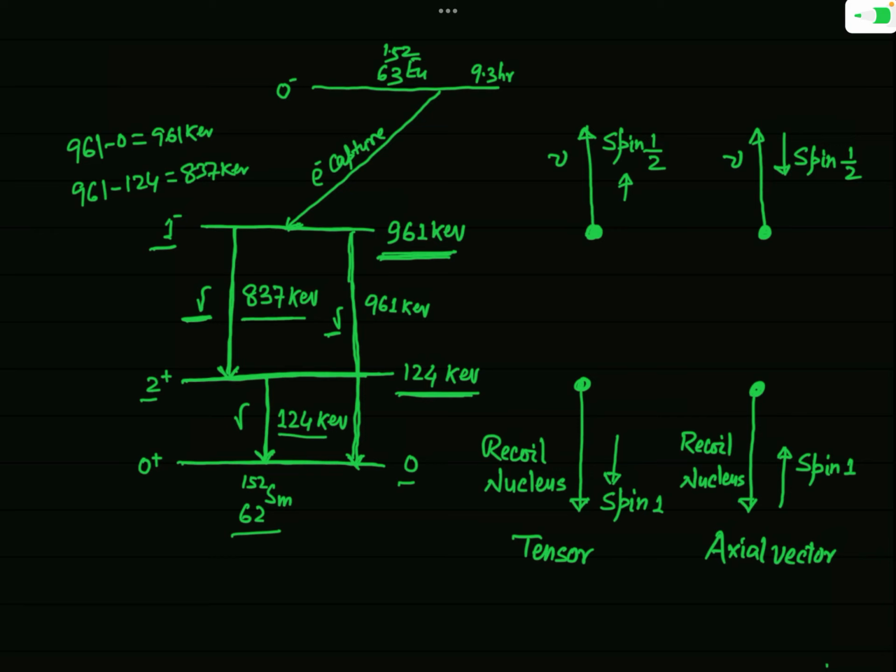And the capture process in this case is just a transition from 0⁻ state to 1⁻ state. It means the initial spin of the nucleus is 0⁻. Minus actually represents the parity, and from this state the transition is to the final state where the angular momentum or spin of the nucleus is I_F equal to 1⁻.